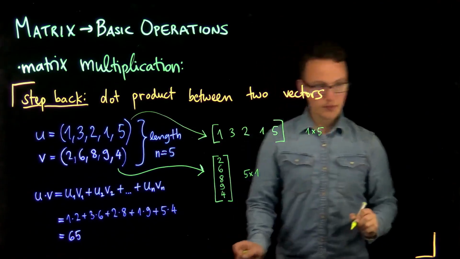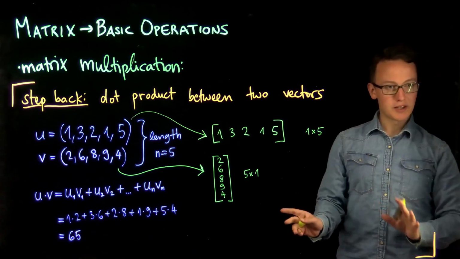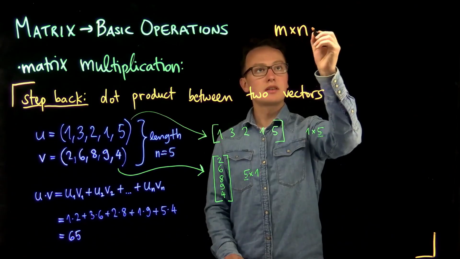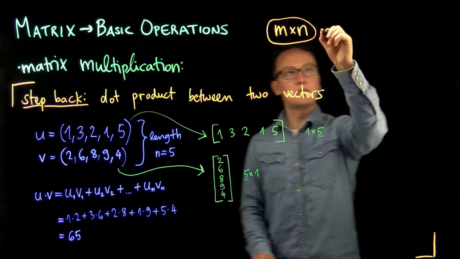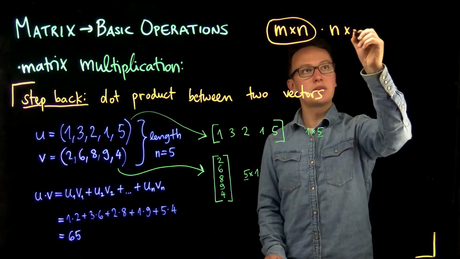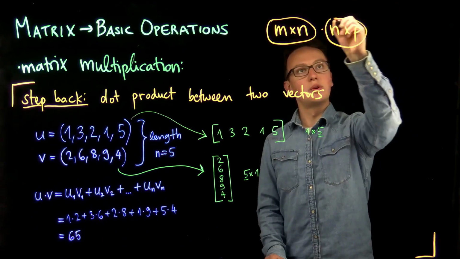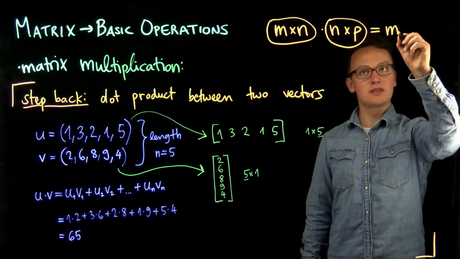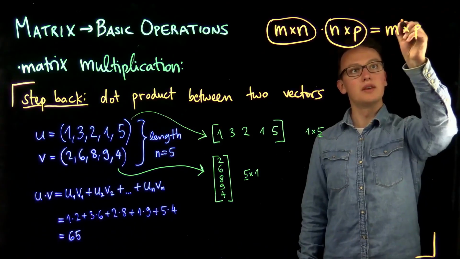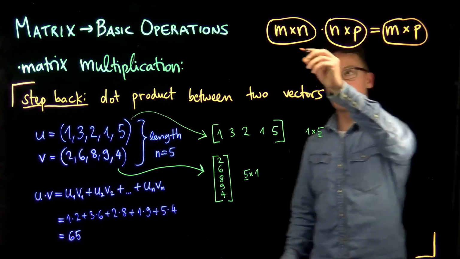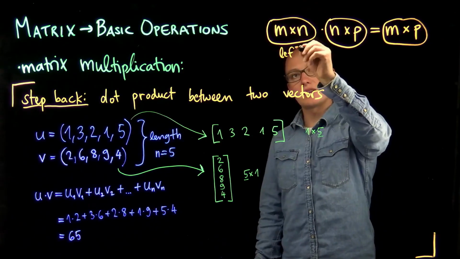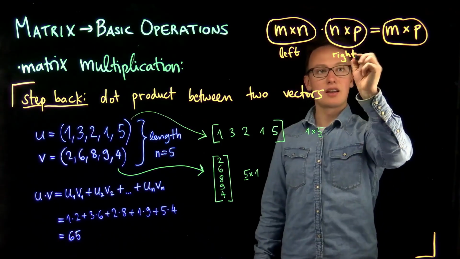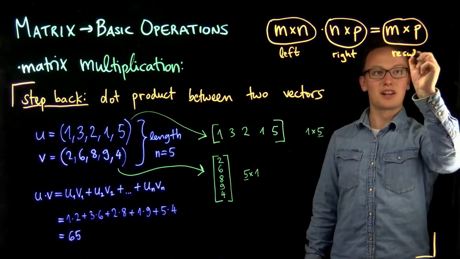And these two matrices can be multiplied together. The general idea is that if I have an m times n matrix, and then I want to multiply that with an n times p matrix, that will work, okay? That will give me a result, which is a matrix that has the dimensions m times p, okay? And the crucial thing is that this m times n matrix is on the left side of the multiplication, the n times p matrix is on the right side, and the result is the result of the operation.